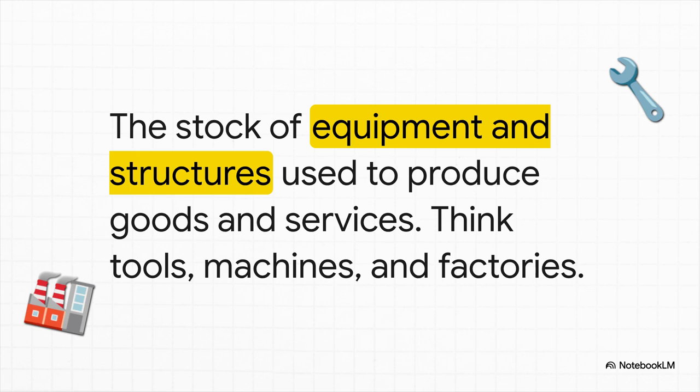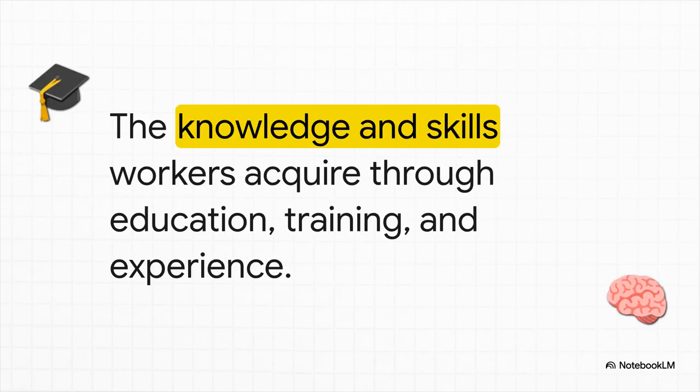First up, we've got physical capital. We call it K. This is, simply put, the tools. Think about it. A farmer with a tractor is going to be way more productive than a farmer with a hoe. A factory with modern robots can produce more than one with old machines. Better tools make for more productive workers. Simple as that.